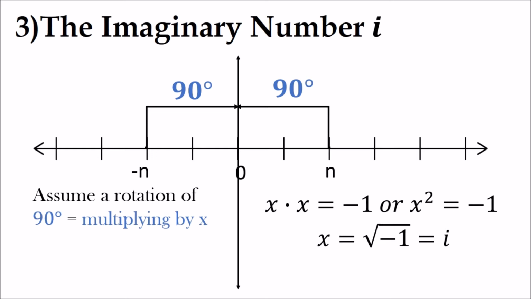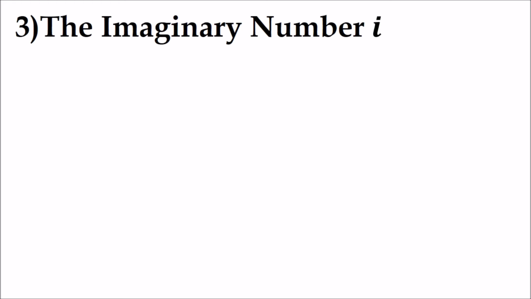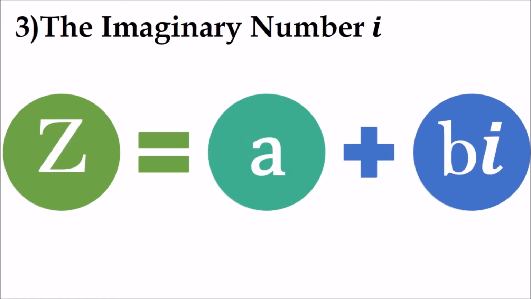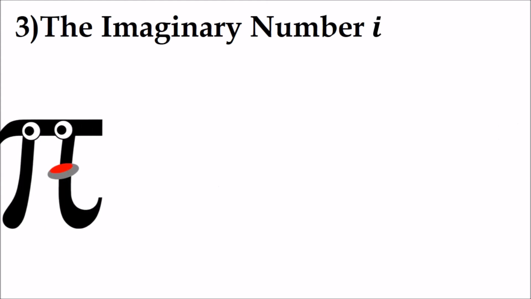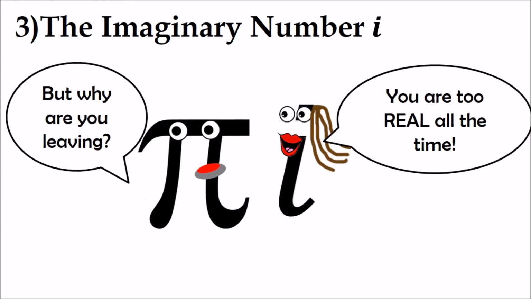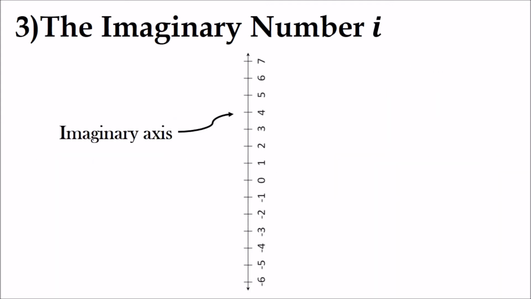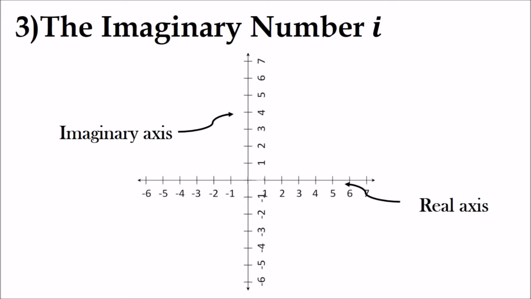Let's stop here for a moment and consider complex numbers. A complex number has two parts, a real part and an imaginary part. It's expressed as z equals a plus b times i. Complex numbers can be graphed on the xy plane because the x and y axes are real number lines. We could solve this problem by multiplying the x-axis by i, which will rotate it 90 degrees and form the imaginary axis. This new system of graphing is called the complex plane.